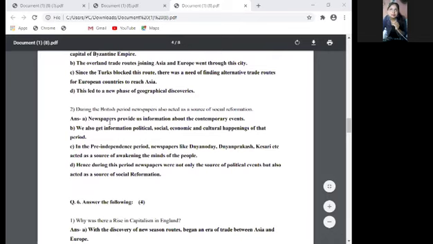Second is, newspapers provide us information about contemporary events. We also get information about political, social and cultural happenings of that period. In the pre-independence period, newspapers like Dhyanoday, Dhyan Prakash, Kesari, etc. acted as a source of awakening in the minds of people. Hence, during this period, newspapers were not only the source of political events, but also acted as a source of social reformation.